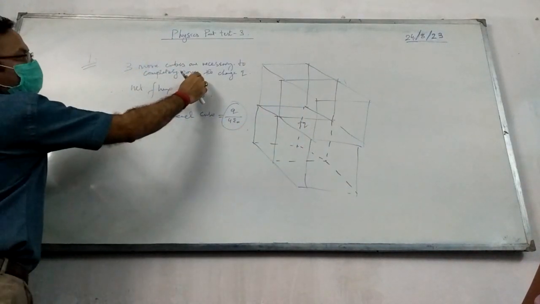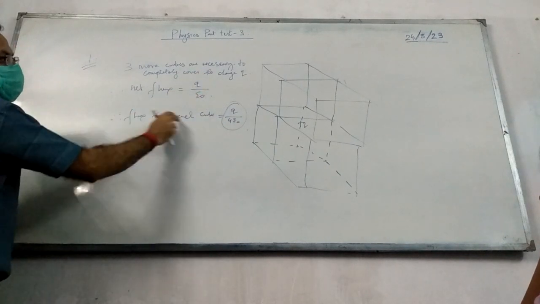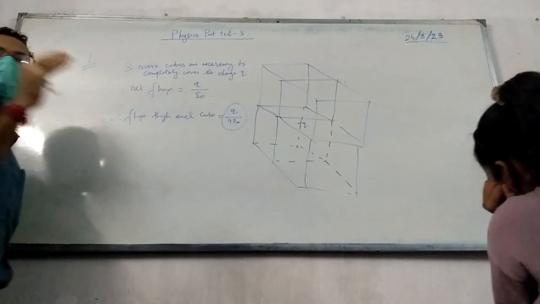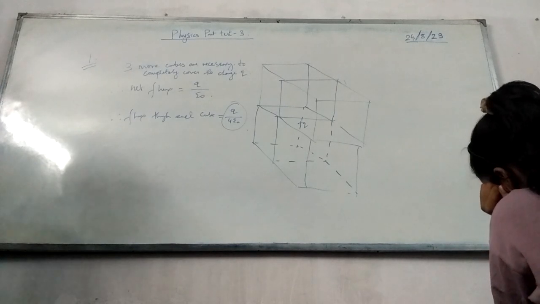Then the net flux by the cube charge is q by epsilon naught. So the flux through each of the cubes will be q by 4 epsilon naught. Is that clear?